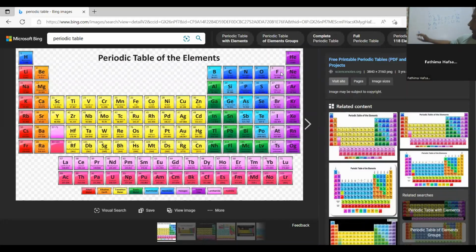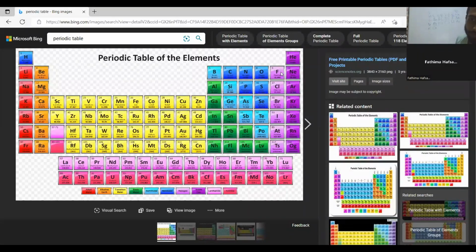If we divide the elements horizontally, first one, second one, third one, we call that groups. Is that clear? Groups are always in Roman numbers: 1, 2, 3, 4, 5, 6, 7, 8.